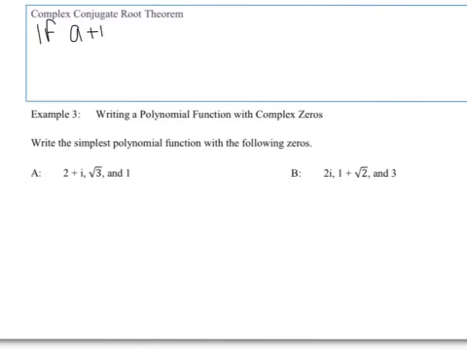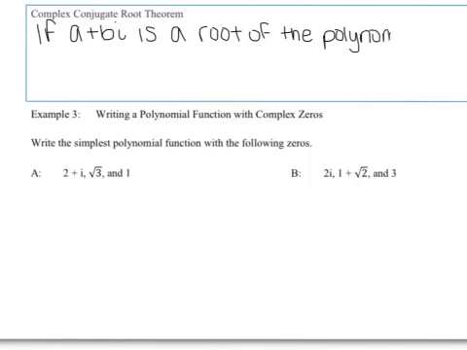a plus bi is a root of the polynomial, then a minus bi is also a root.